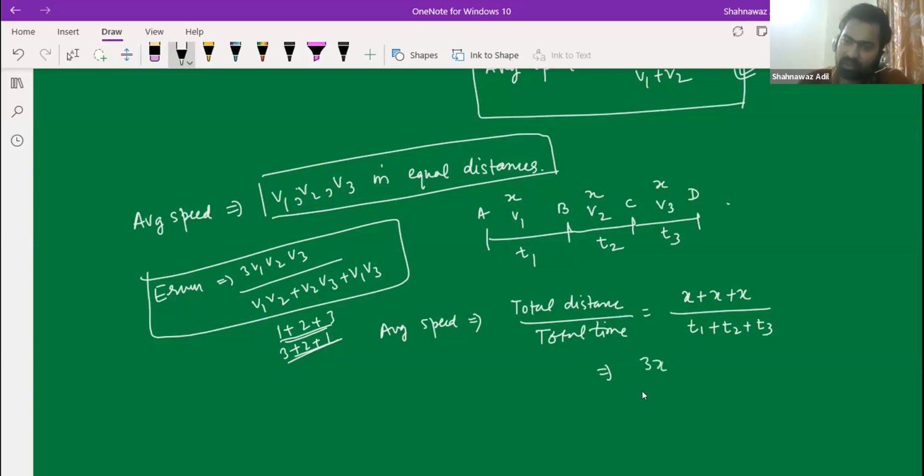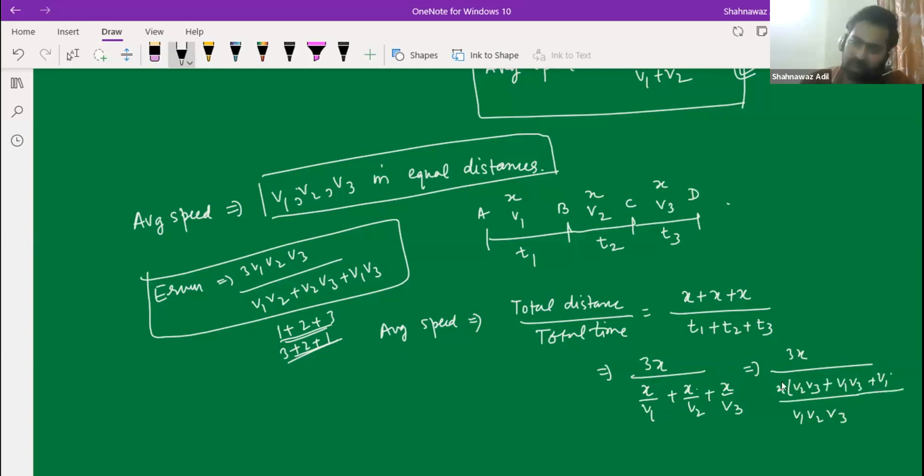So what do we have? This is 3x. This is x by v1. This is x by v2. This is x by v3. So if we take the LCM, LCM is v1, v2, v3. So v1 is divided, so this would be v2, v3, x I am taking common. Then this is v1, v3, and then we have v1, v2, as Eram got, right? So this x and this x cancel, this goes upstairs. So we have 3, v1, v2, v3.